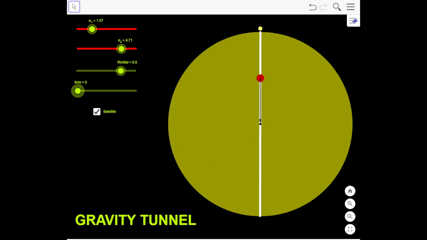So let's put time back. Now, if we put this guy out to here, I'll turn the satellite off. Okay, so now it's going to cover this whole diameter in the same time. Now, how can it do that? The only way it can do that is if it goes faster. Let's see.